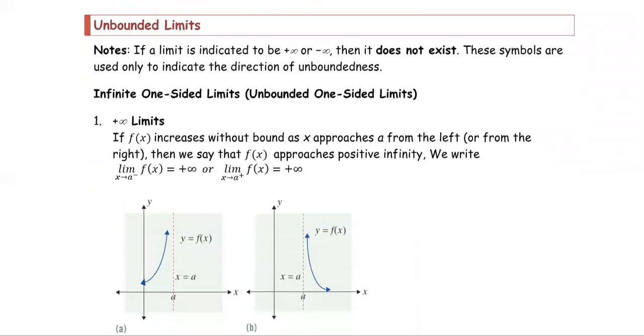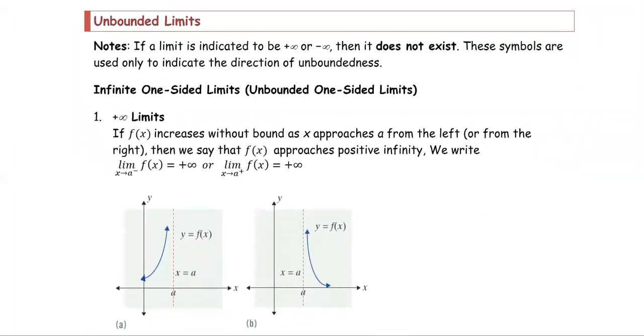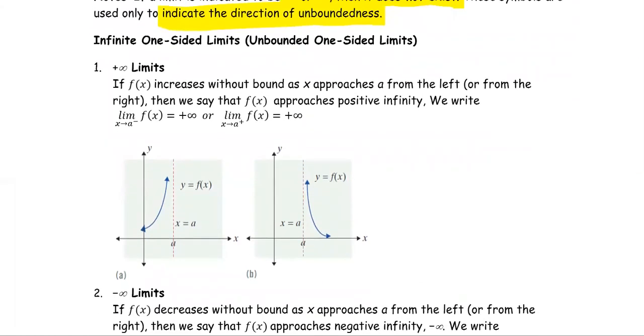Unbounded limits. If a limit is indicated to be positive infinity or negative infinity, then it does not exist. These symbols are used only to indicate the direction of unboundedness. For number 1, case 1, positive infinity limits.